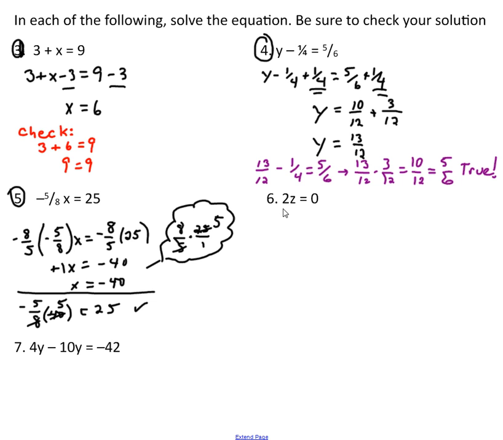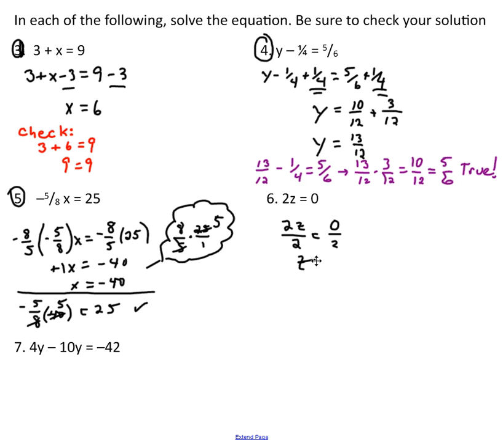All right, one more here. 2 times z equals 0. Well, this one should be pretty clear, but let's go ahead and check it out anyways. If we divide both sides by 2, right? This would be a good case where you're multiplying a whole number times a fraction, so you're multiplying both sides by 2. So you divide both sides by 2. 0 divided by 2 gives us z equals 0.